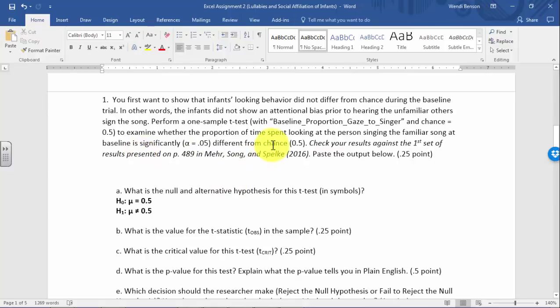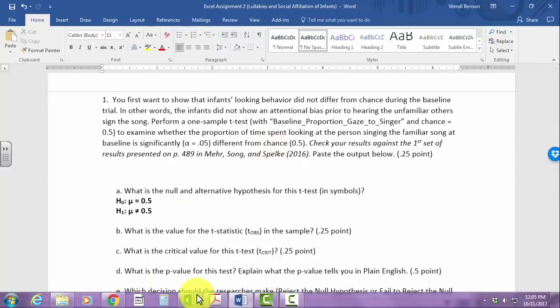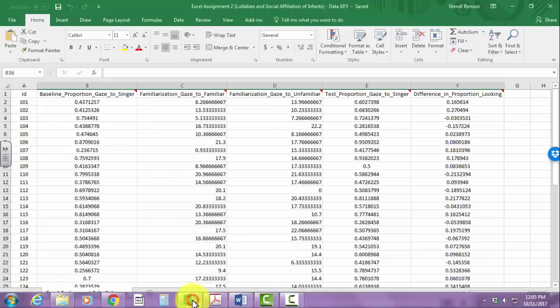So you want to make sure that they didn't already prefer one singer to the other before they saw them sing, right? So making sure that they didn't already prefer one before they were even introduced to which one was going to sing the familiar lullaby. So I'll walk you through how to do that in Excel. So let's pop into here.